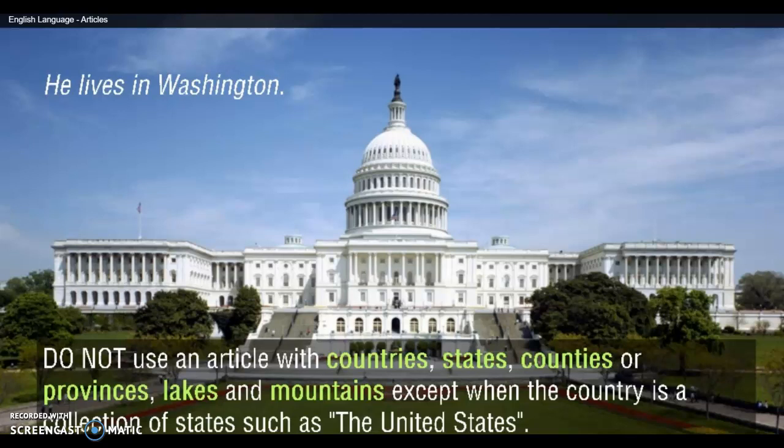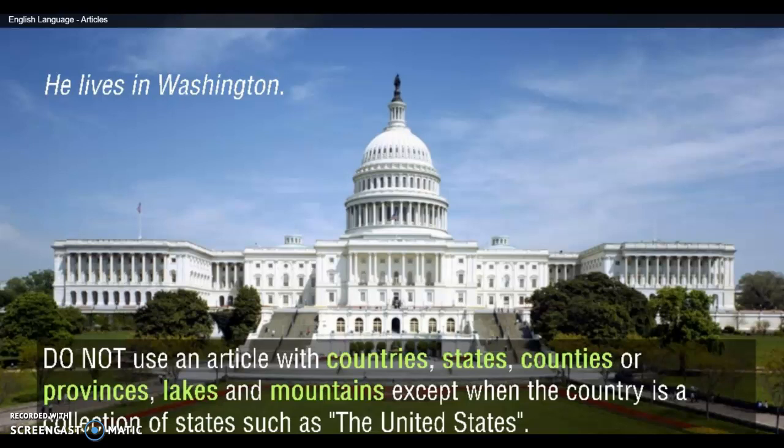In Canada, you have Ontario. In Korea, you have Gyeonggi-do and Jeollanam-do. Provinces in China, Jiangsu, Henan province. You get the picture.